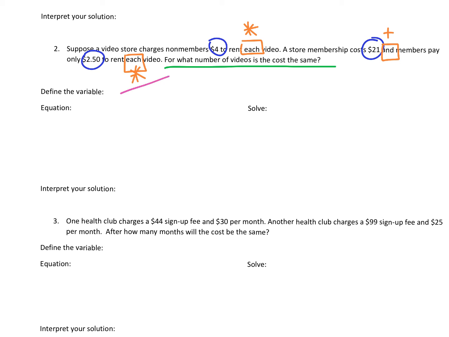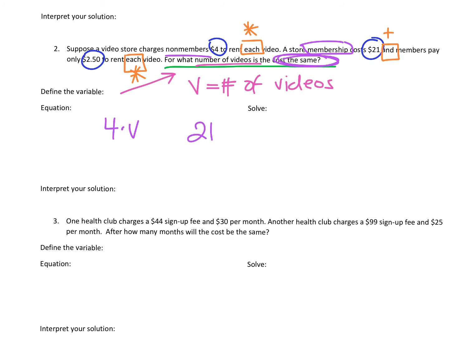Then define the variable. Remember, the variable is always what are we trying to figure out? I need to figure out the number of videos. So my variable is going to be V for number of videos. And then I'm finally ready to write the equation. Because we're looking for them to be the same, I'm going to set Company 1 or Thing 1 equal to Thing 2. The first thing is non-members, $4 for each video. If you're a member, though, it's $21 a month plus that $2.50 for each video, and we want them to be the same or equal.